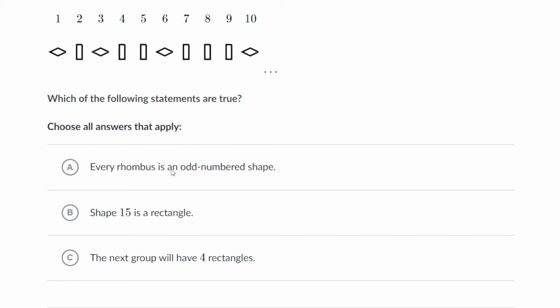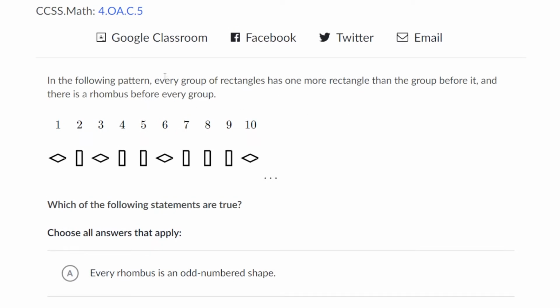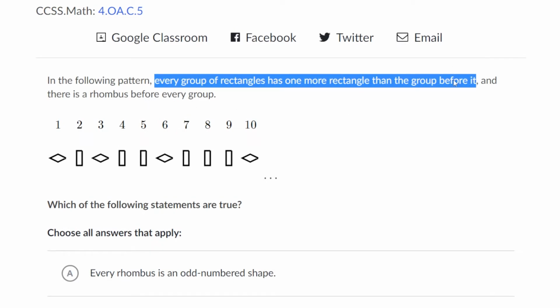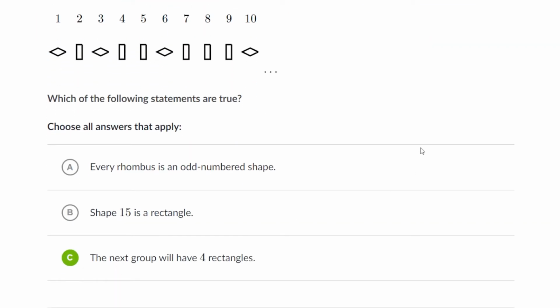Okay, every rhombus is an odd-numbered shape. Well, that's not right because this rhombus is 6. The next group will have 4 rectangles. Well, that's true because the rule is every group of rectangles has one more rectangle than the group before it. We had a group of 1, a group of 2, a group of 3. The next group will have 4. Now, is shape 15 going to be a rectangle? Well, we know the next 4, 11, 12, 13, and 14, are all rectangles. 15, however, will be a rhombus.